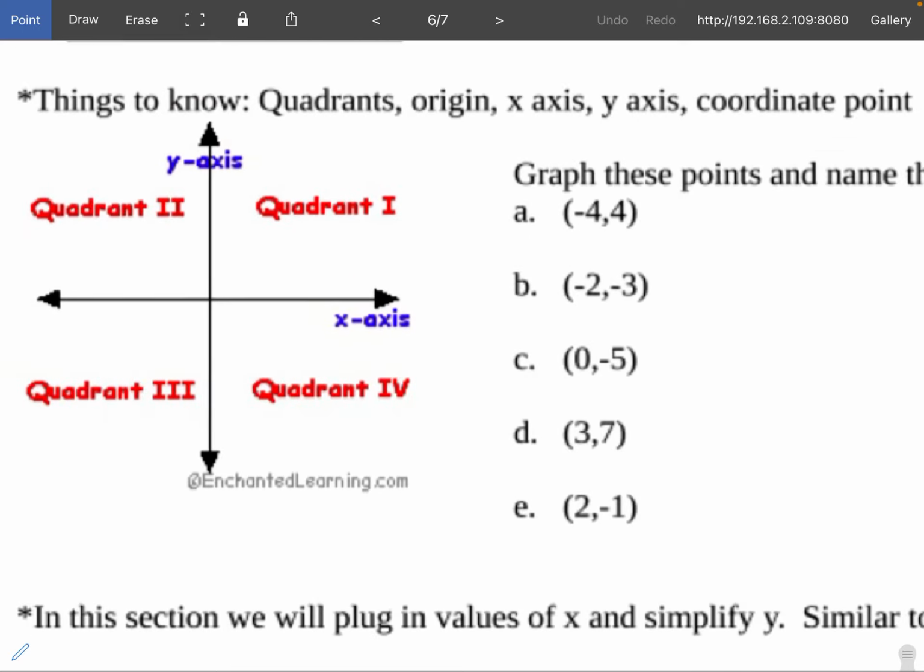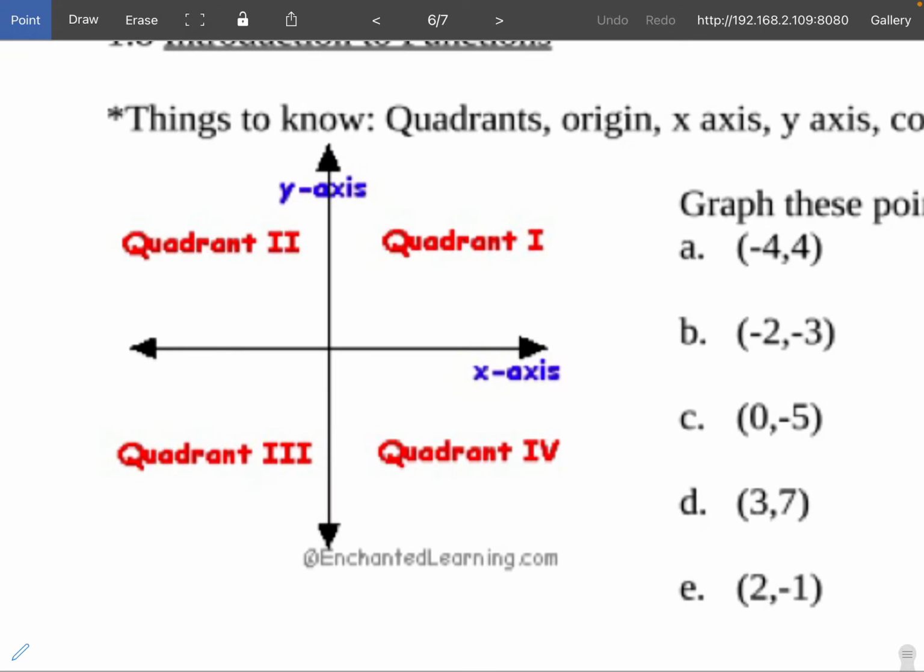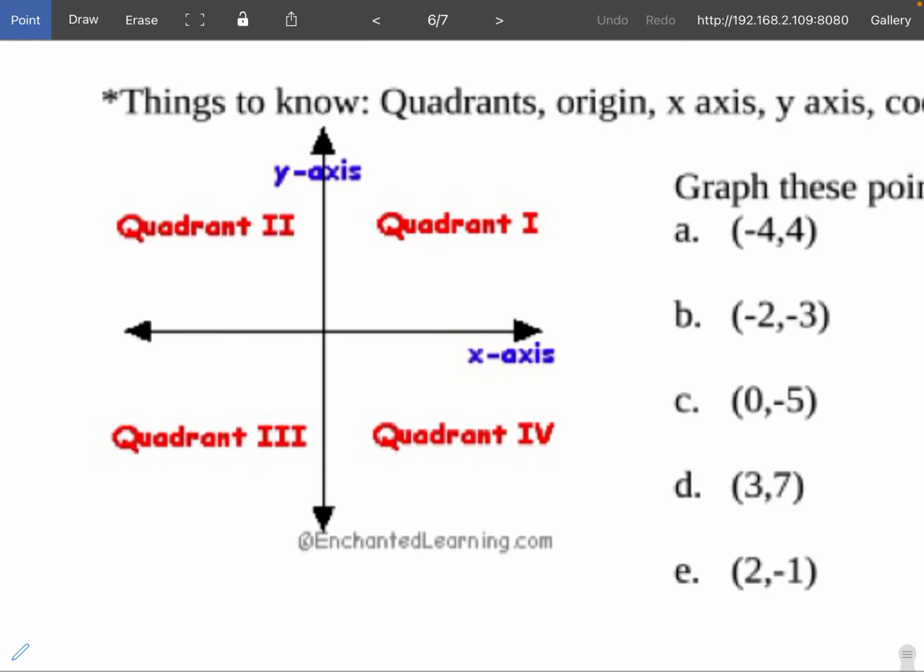Okay, so the beginning of this hopefully is a review for you guys. So take a look at this right here. So that's kind of the notes right there. You guys should see the vertical axis is the y-axis. The horizontal axis is the x-axis. And then you gotta know the quadrant numbers. So this is quadrant 1, and then you go counterclockwise. So this is quadrant 2, this is quadrant 3, this is quadrant 4.